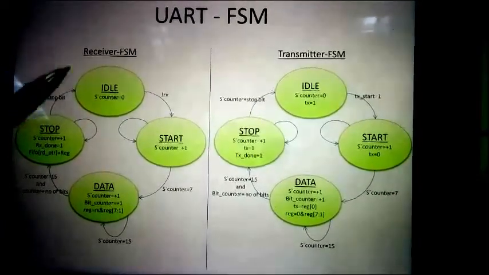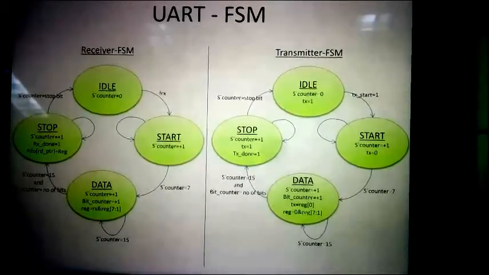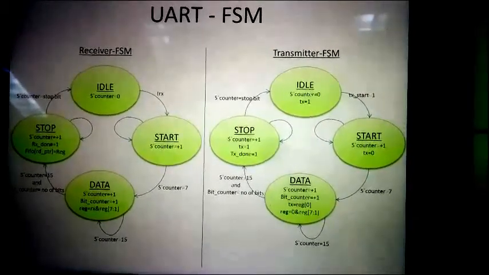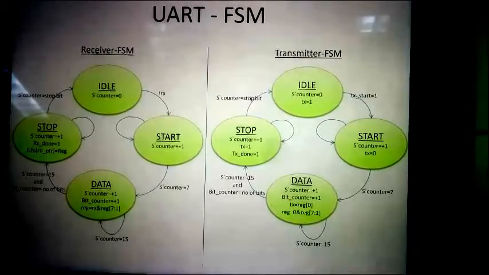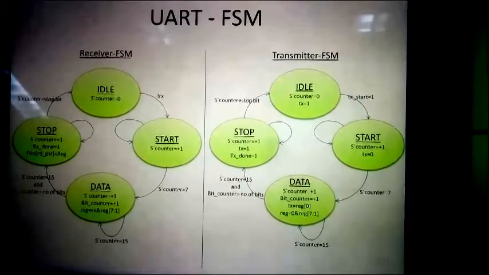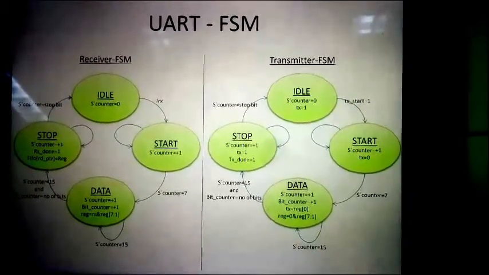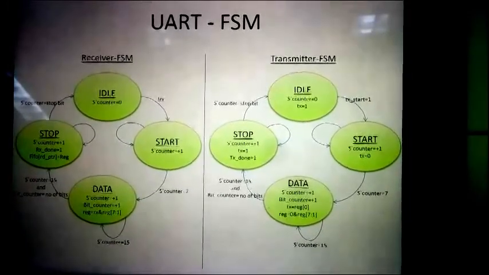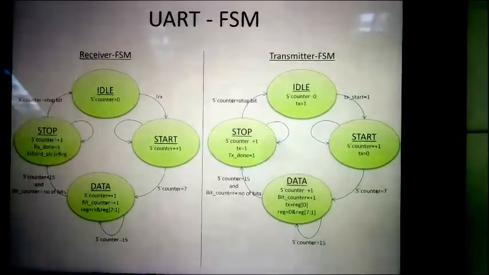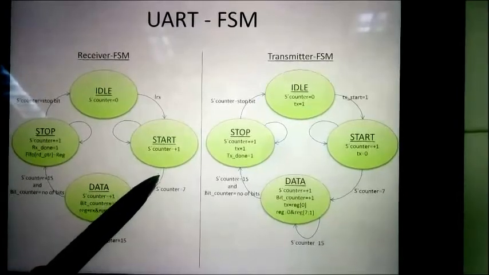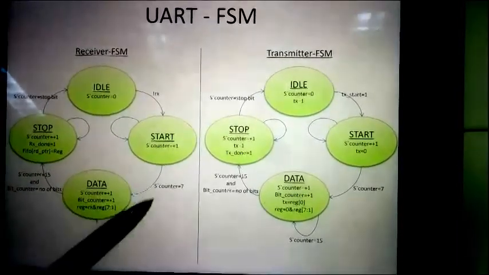The receiver is always in the idle state until it receives a 0 bit. This is because of the 10-bit format of the UART. The first bit is the start bit, then 8 bits of data, and there is a stop bit. So until and unless we get the start bit as 0, it is still in the idle state. Then it goes into the start state, where it counts for 8 cycles and goes into the data state.